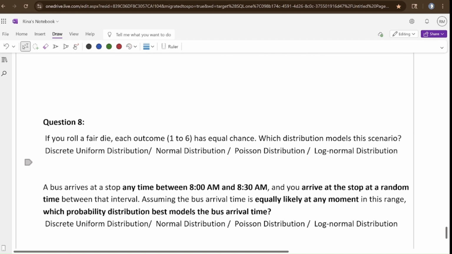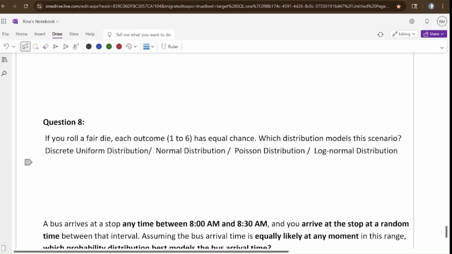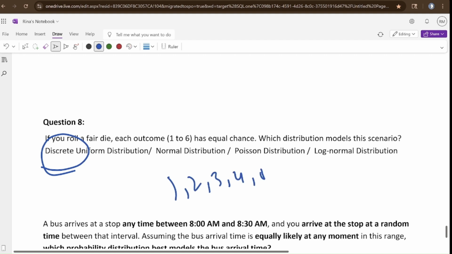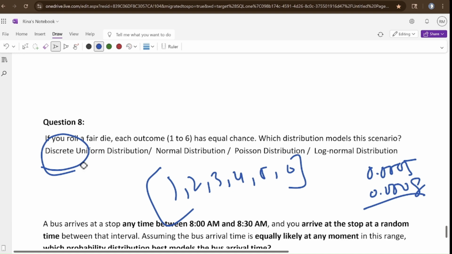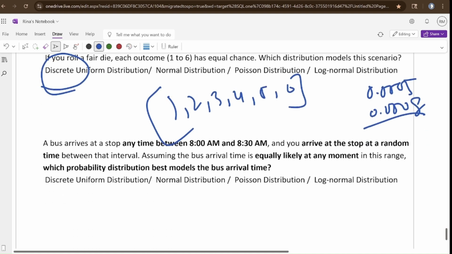If you roll a fair die, each outcome has an equal chance. This one we have already done. If each outcome has an equal chance, then this is discrete. Why discrete? Because here 1, 2, 3, 4, 5, 6, they are separate numbers. But when you have to consider some numbers like 0.005, 0.0008, then that will be continuous uniform distribution. Okay. Now the last question for that day.